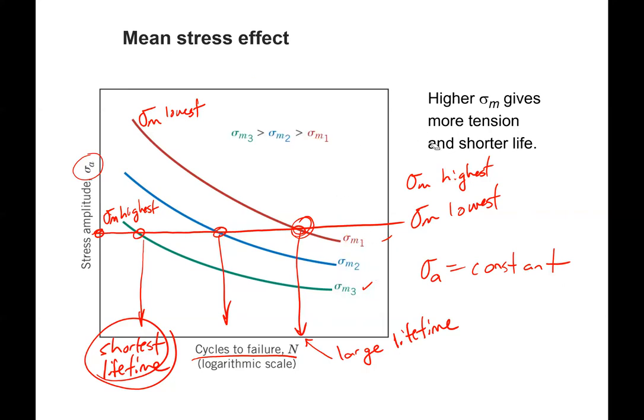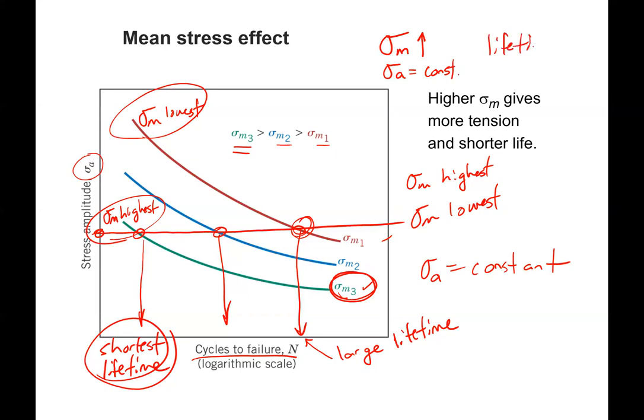All right, so let's see how we did. This picture says that sigma mean 3 is greater than 2 is greater than 1. And that's what we said: highest mean stress, lowest mean stress. So that's how you want to reason out these curves. That's what it's trying to show you. So, just to make sure this was clear, the higher the mean stress, assuming a constant amplitude, that's important, the shorter the lifetime. The sample fails quicker.